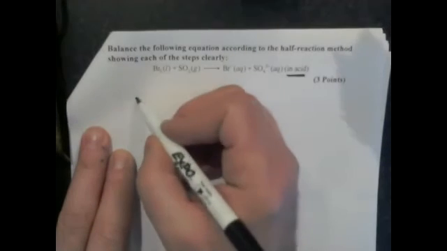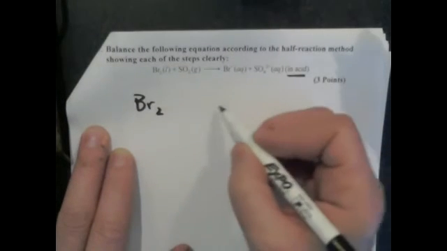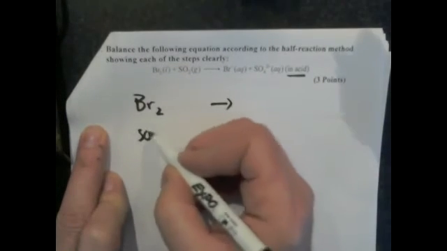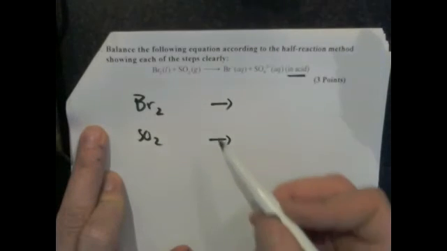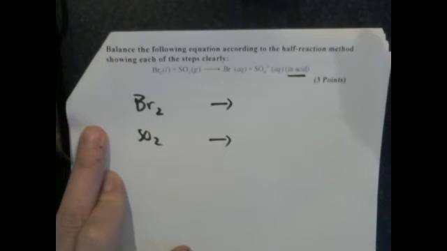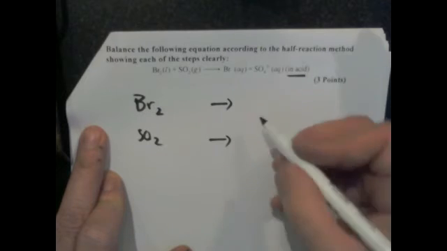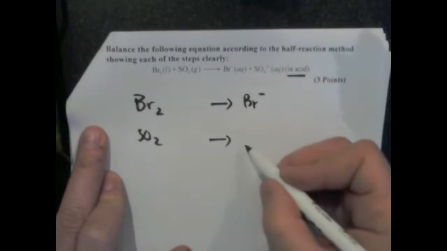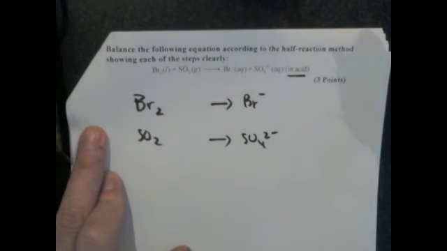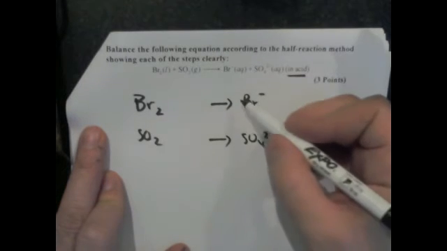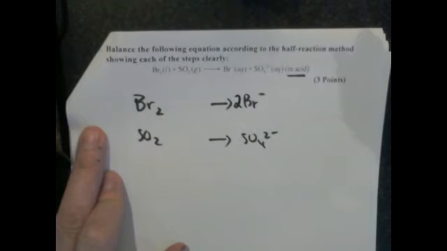So our first step is to break this into half equations. I'm going to write 1 half equation for each reactant, and I left a little bit of space there to add some stuff in. Then I need to write my products. So that's going to be Br minus, and that's going to be SO4 2 minus. Now I balance the atoms that are not oxygen. Here I've got 2 bromines on the left, but only 1 bromine on the right, so I'm going to need a 2 there. And here I've got 1 sulfur on the left and 1 sulfur on the right, so it's already balanced.